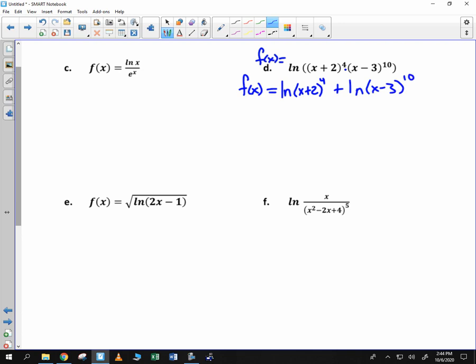So notice I haven't written the derivative. I've just rewritten f of x. I'm going to do that again because I've also learned that you can take that exponent and dump it out front when you have a logarithm. So I get 4 natural log of x plus 2 plus 10 natural log of x minus 3.